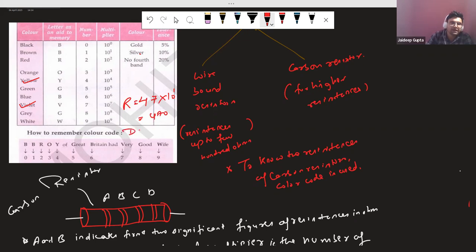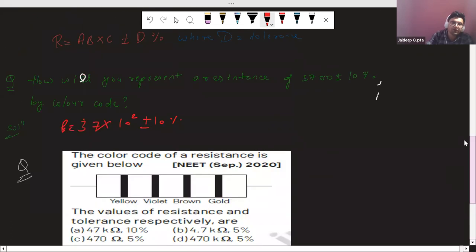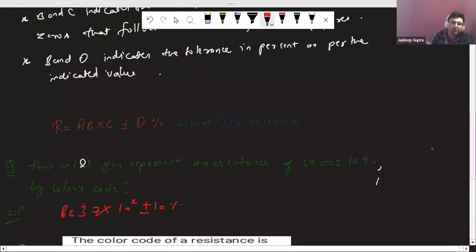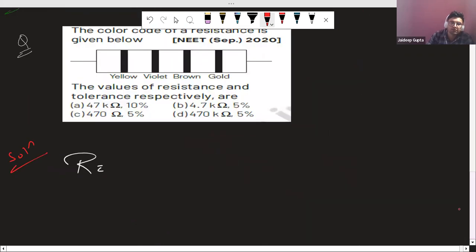And what is the tolerance level? Tolerance level, that is D. D equals gold. Gold represents 5%. The tolerance level is 5%. Now, what is the answer? So resistance will be 470 and the tolerance will be 5%. This is the answer.